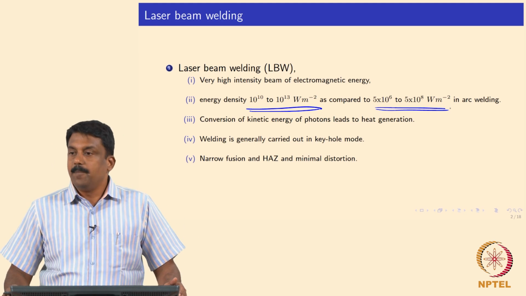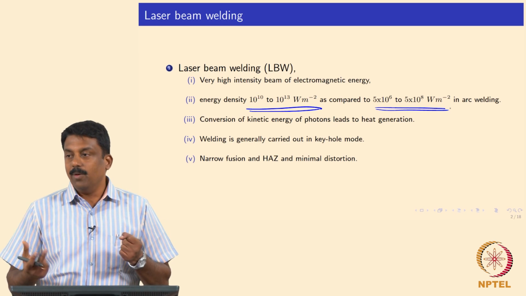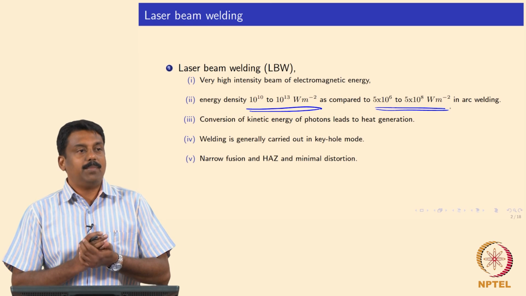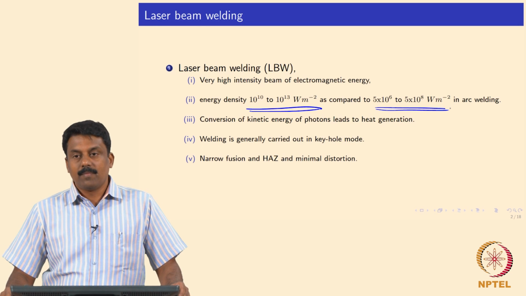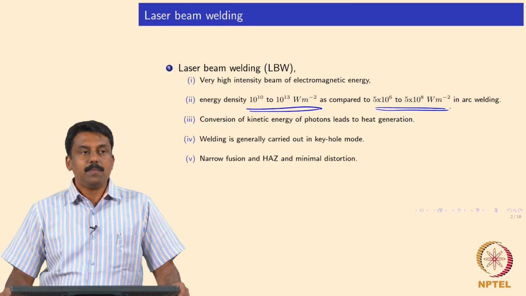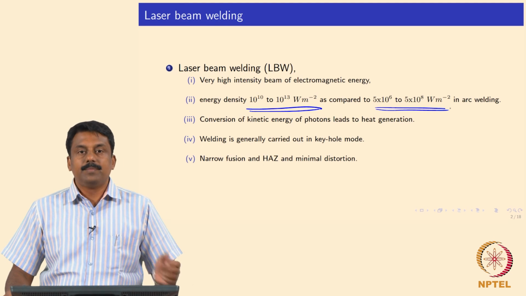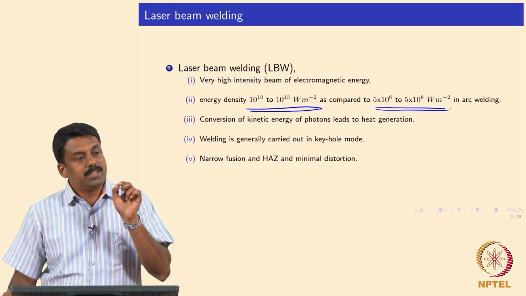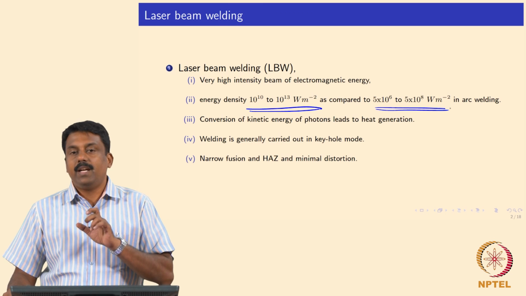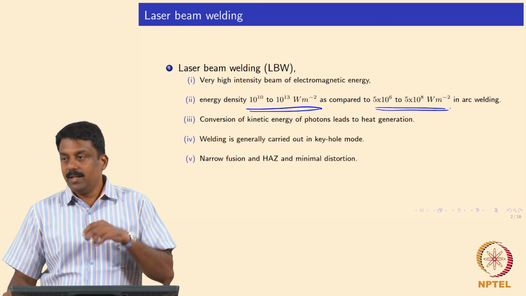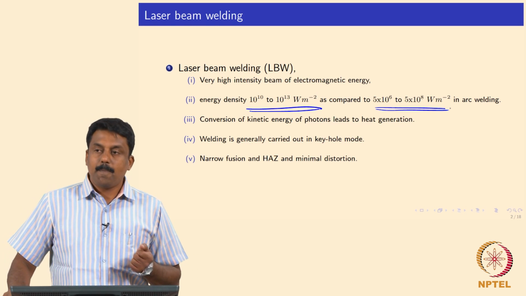In most cases, because of the very high energy density, the welding is carried out in keyhole mode. You looked at keyhole already in plasma welding. We make a through-thickness hole in the shape of a keyhole, and because of that we can achieve very high penetration. Because the energy is concentrated in a very tiny area, we can also achieve a very narrow heat affected zone, and because of the steep thermal gradient, the distortion can also be minimized significantly.